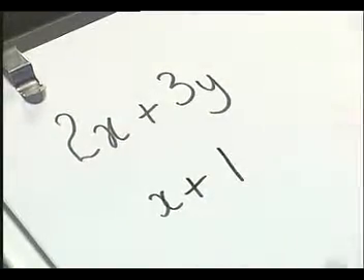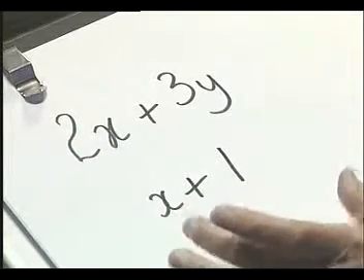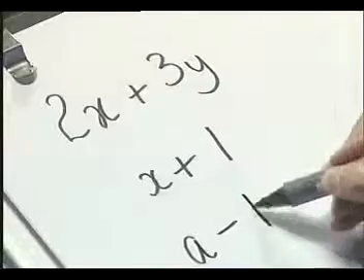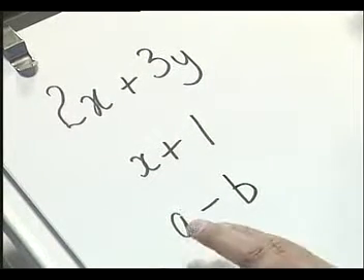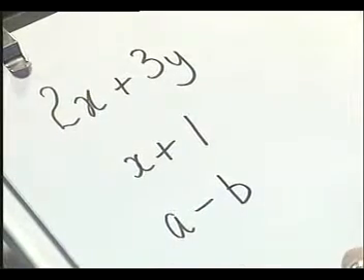Some of the terms could be just numbers. So, for example, x plus 1 is the sum of the term x and the term 1, so that too is a binomial expression. A minus b is the difference of the two terms a and b, so that too is a binomial expression.